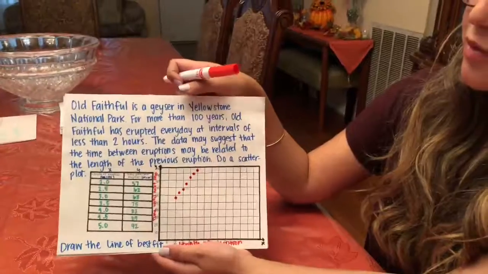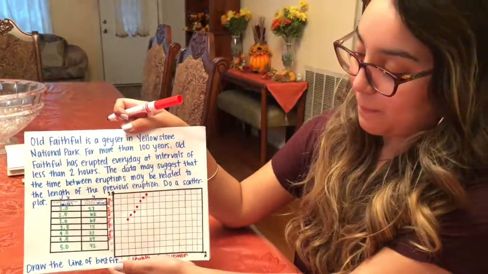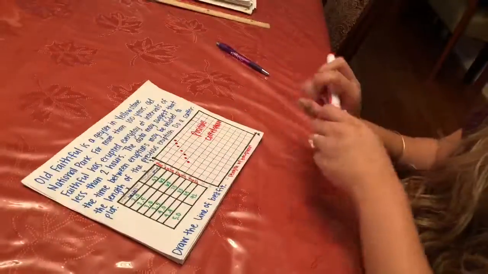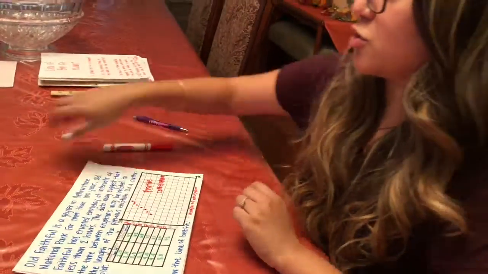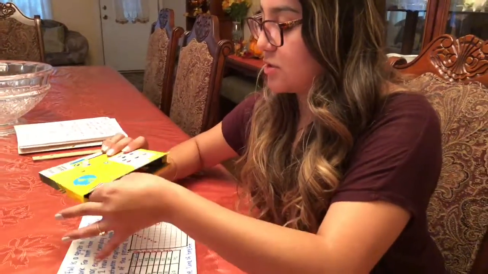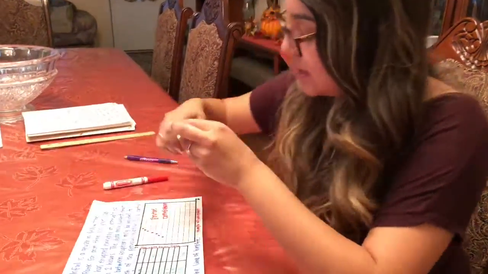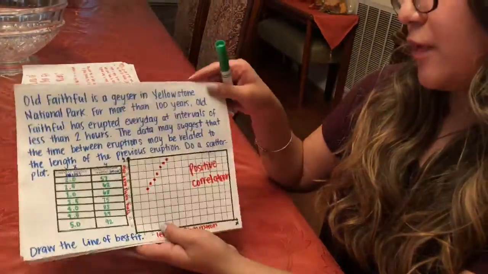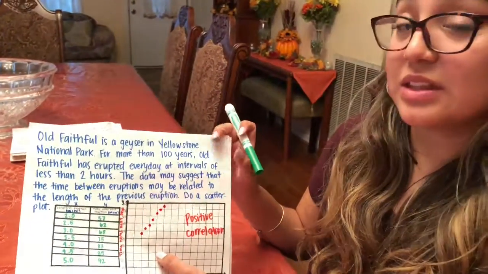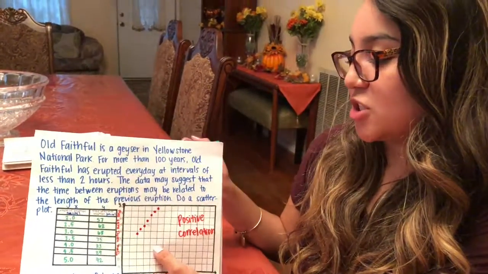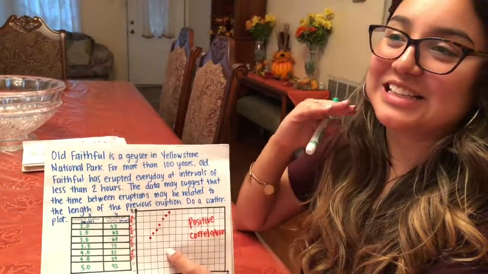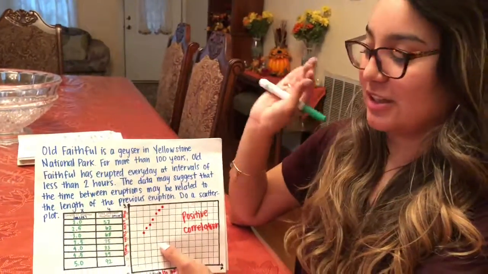What type of correlation do you see? A positive correlation. Yes, this is a positive correlation. Now, we are going to draw the line of best fit. I'm just going to use another color so you guys can see that. Remember, our lines of best fit are not always going to look the same. It's not going to be the exact same one, but it should look similar.